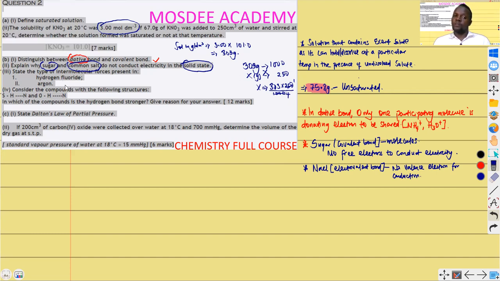Okay. So hydrogen fluoride. In hydrogen fluoride, we talk about hydrogen and fluorine. Remember, still on bonding. So because it's still on bonding, hydrogen fluoride molecules are tightly held together by what you call hydrogen bond. The type of bond that exists between hydrogen and highly electronegative elements like fluorine, chlorine, oxygen, etc. is called hydrogen bond. So the bond in hydrogen fluoride is hydrogen bond.